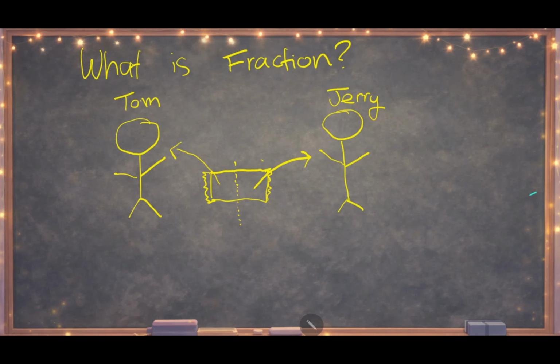Then what can we call each part of the chocolate bar? We can't say one chocolate bar because it's a lot less than a whole chocolate bar. That's when we need a fraction. A fraction means a number that is smaller than 1. So what does a fraction look like?